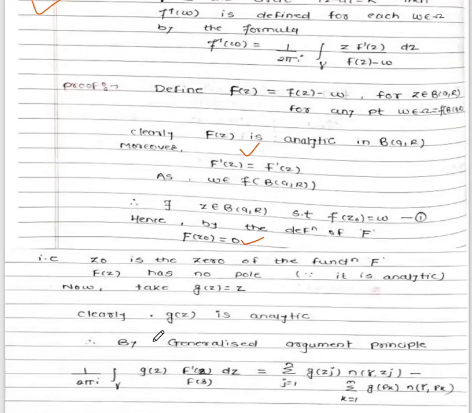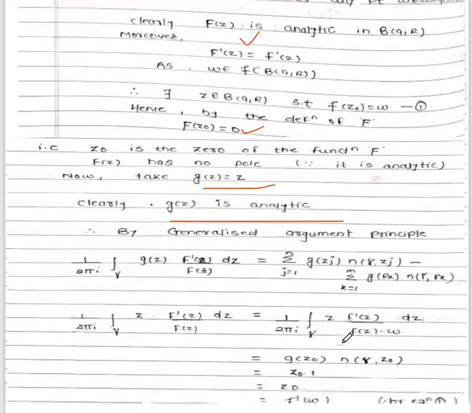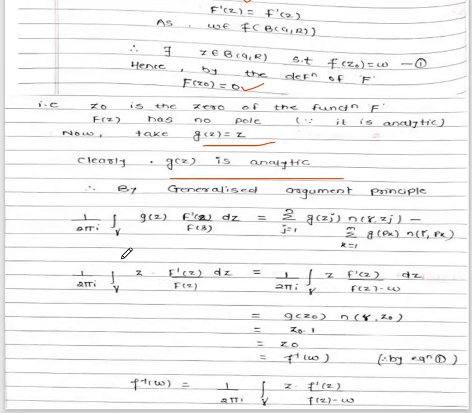Now let us take g of z equal to z. Clearly g of z is also an analytic function. Therefore, by using the generalized argument principle, 1 upon 2 pi i integral over curve gamma of g of z F dash of z upon F of z dz equals the summation j equal to 1 to n of g of zj times the index of the closed curve gamma at the point zj, minus the summation k equal to 1 to m of g of pk times the index of the closed curve gamma at the point pk.